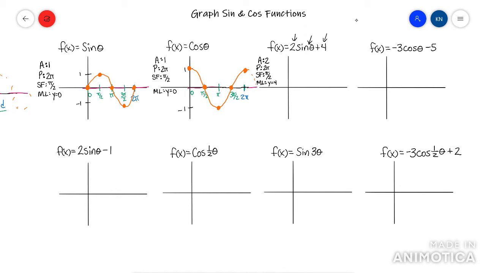So let me show you how you do this. You first start with your midline, 4. From there, you're going to go up 2, down 2, because that's your amplitude. So I've got my midline here at 4. I'm going to have a period of 2 pi. So I'm going to go ahead and do my scale factor.